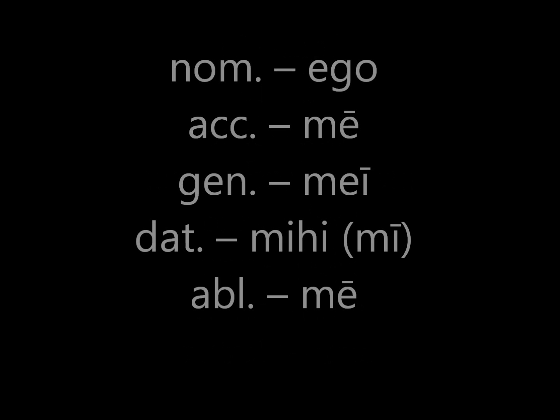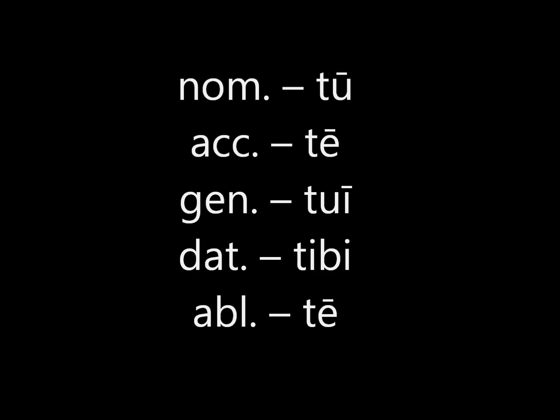I declines like this. Ego is the nominative, me is the accusative, mei is the genitive, mihi, or sometimes mi, is the dative, and me is the ablative. And you declines like this. Tu is the nominative, te the accusative, tui the genitive, tibi the dative, and te the ablative. That's you singular, not you plural. We'll get to that later.